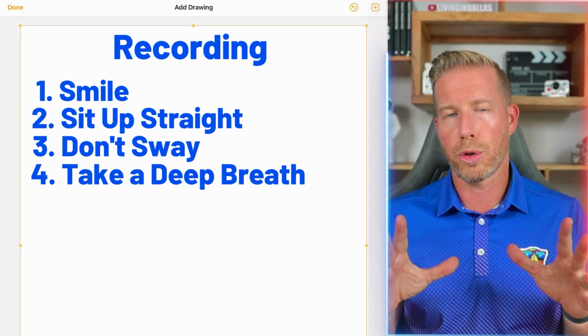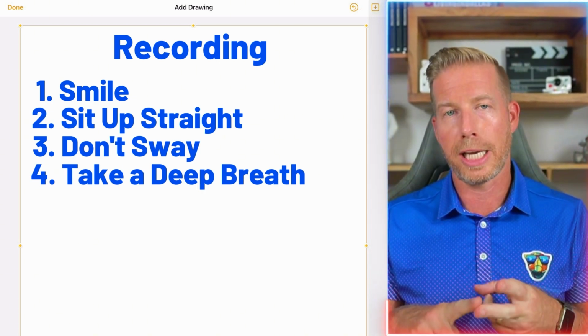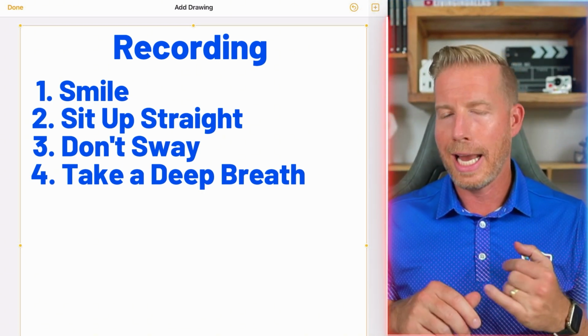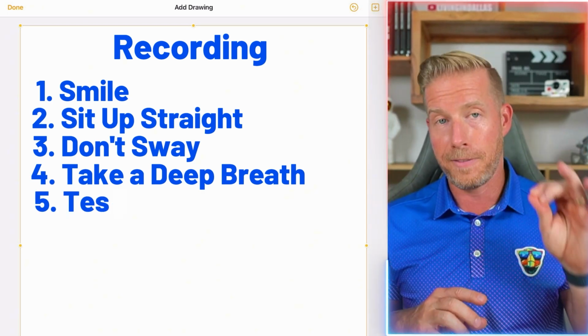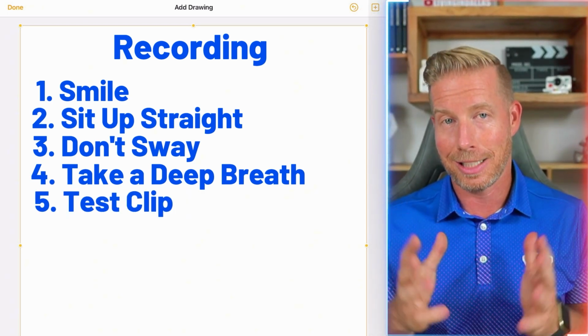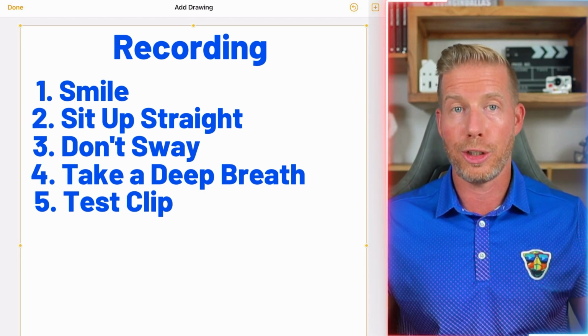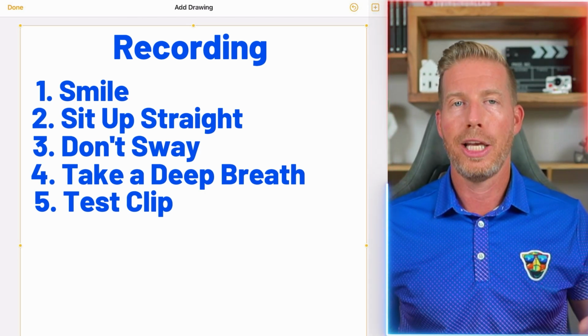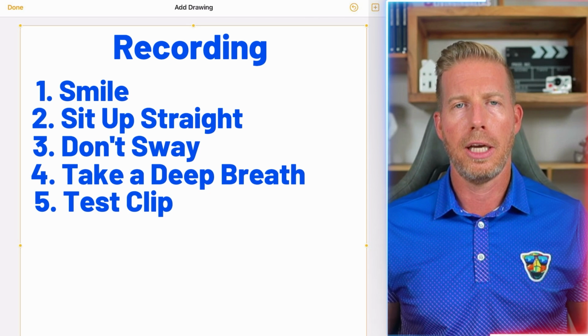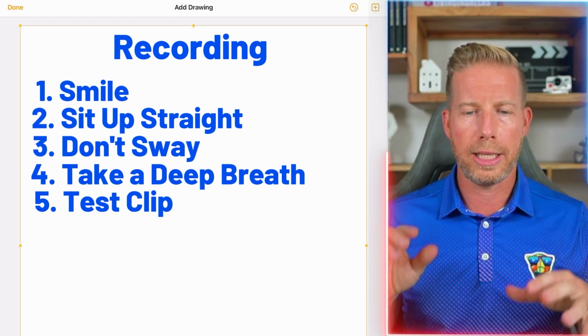All right, so on this record section so far: smile, sit up straight. If you're standing, don't sway, and take a deep breath. And so the fifth one is now going to be a test clip. A test clip is something where you simply hit record and you can say test, test, 1, 2, 3. You can do your quick introduction and then stop record. And then you're going to play that back.